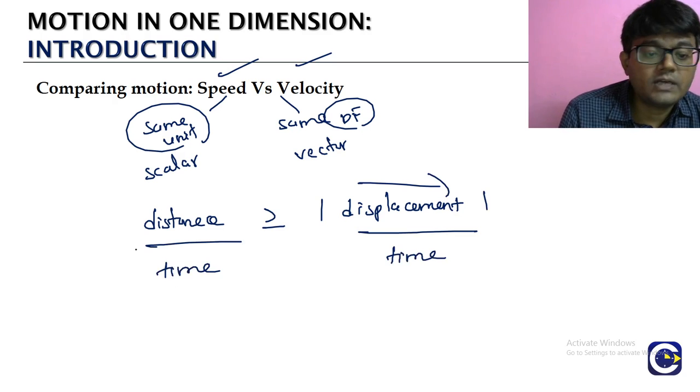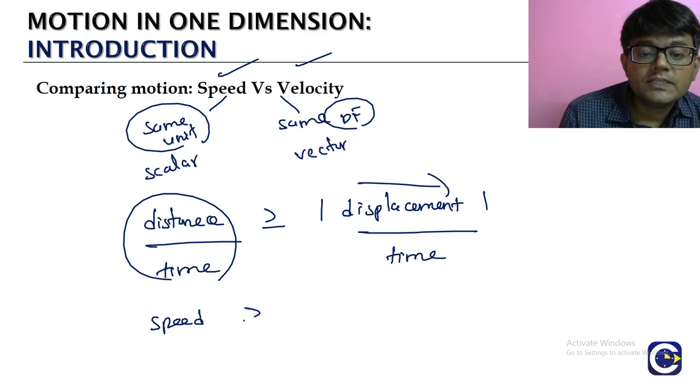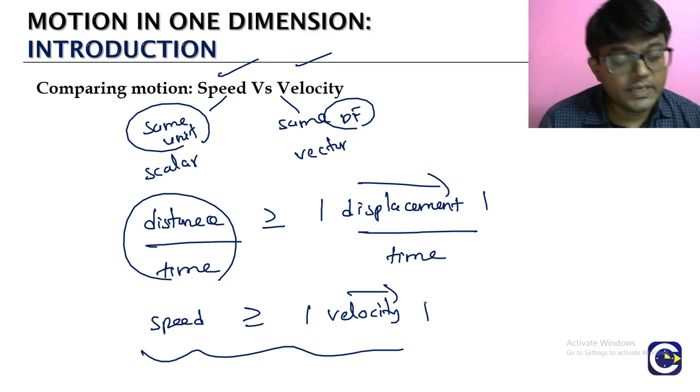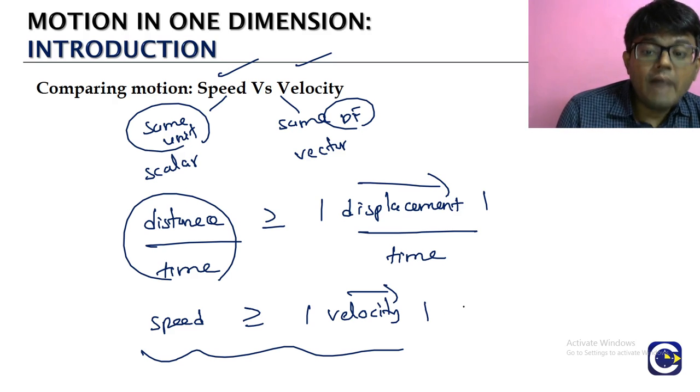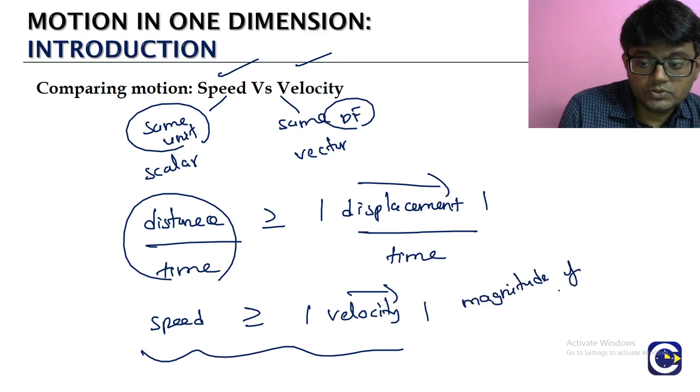We'll divide both sides by time. So what is the distance by time? It means speed. Speed will always be more than or equal to displacement by time, which means velocity, right? So which means what? Speed is always more than or equal to the magnitude of the velocity.